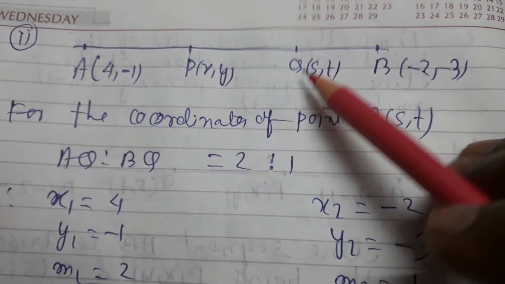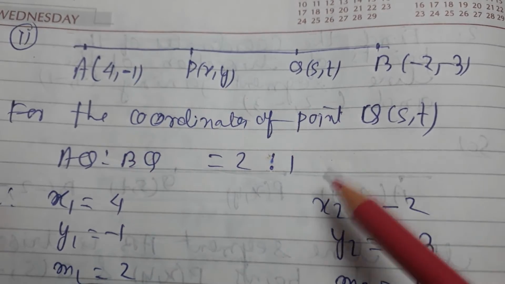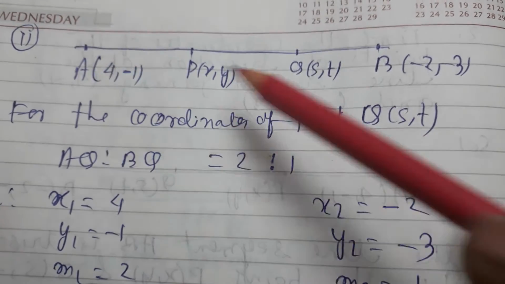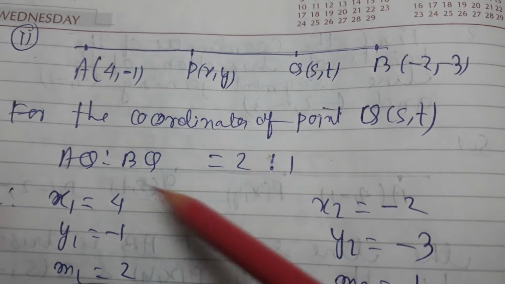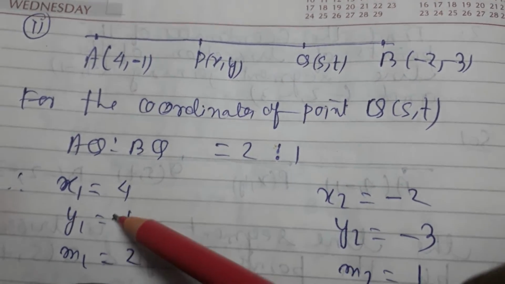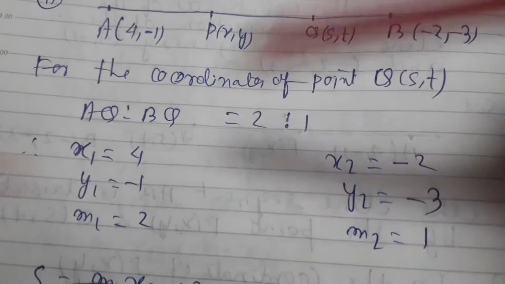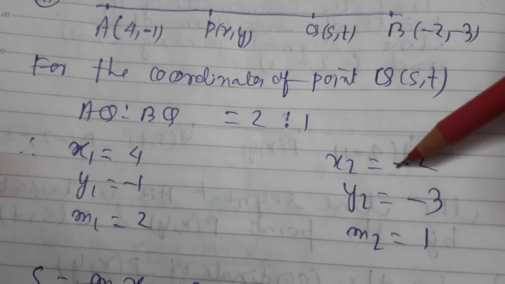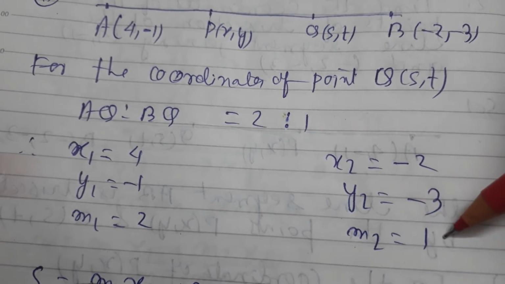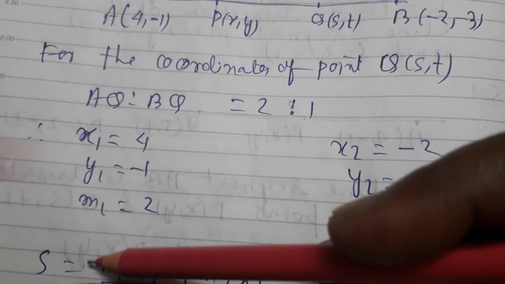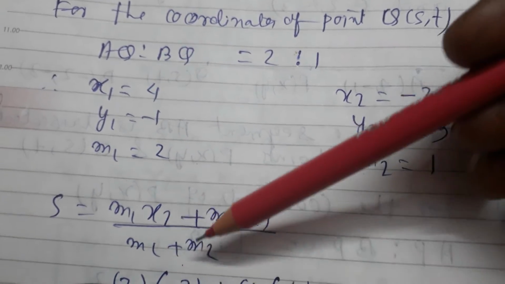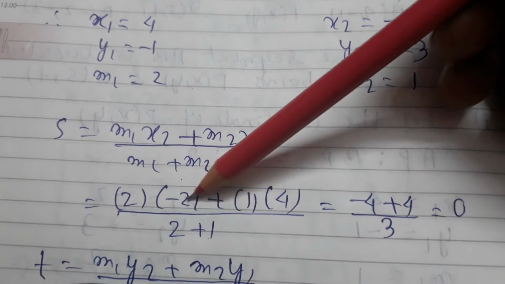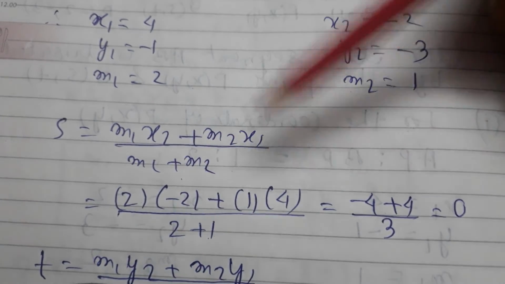Now the second part, for the coordinates of the point Q (s, t), AQ to BQ. So here there are two parts, so 2:1. So (x1, y1) is the coordinate of the point A, and this is m1 equals 2. And (x2, y2) is the coordinate of the point B, and this is m2 equals 1. Now the same thing: s equals (m1 x2 + m2 x1) by (m1 + m2). And you write the values, whatever is given.